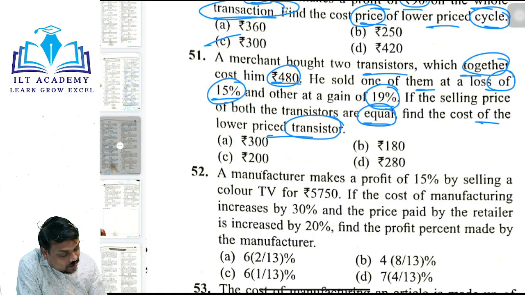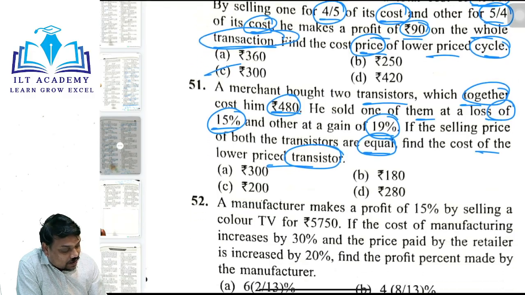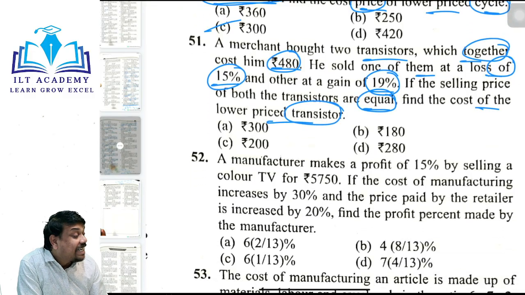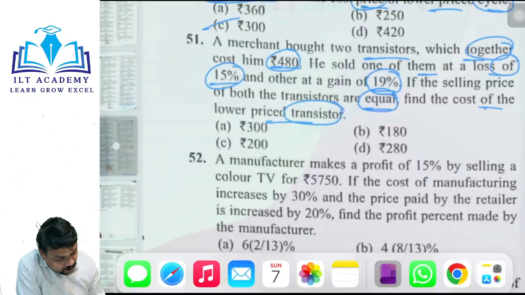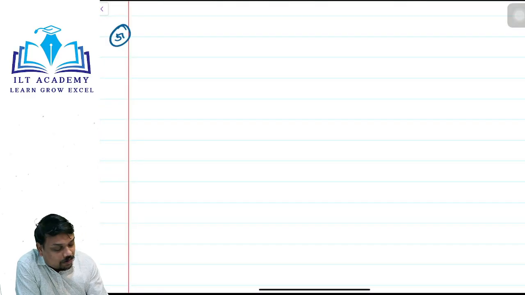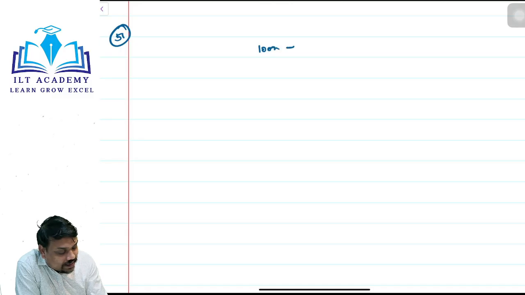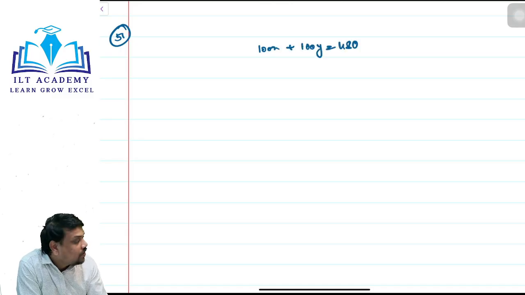Here, use it a little cleverly. See, last time fractions were given, so we used x and y. Now this time percentages are given. Take it as 100x and 100y. Okay, so now you see the 51st question. He bought two things together for 480 rupees. One is 100x and another one is 100y. Together they cost 480.